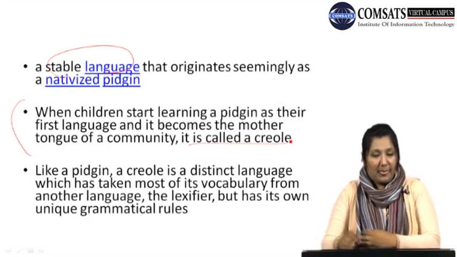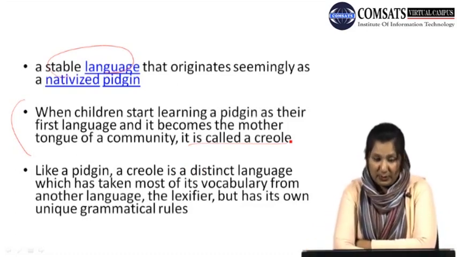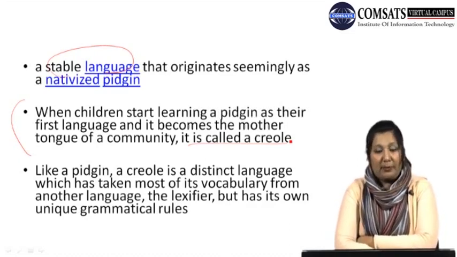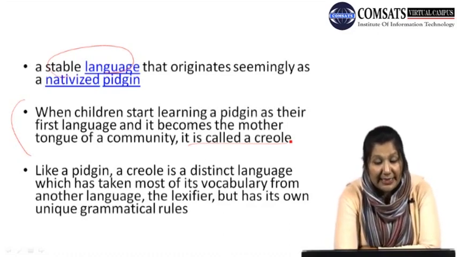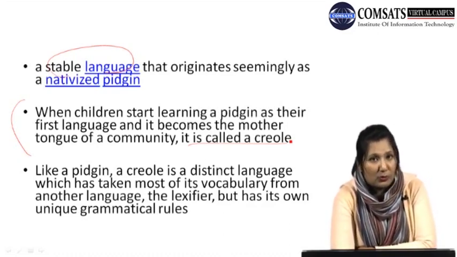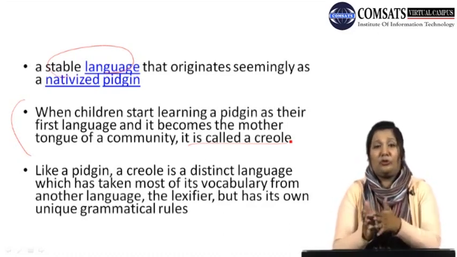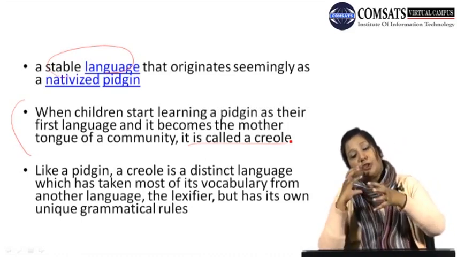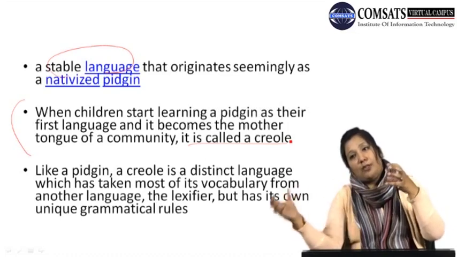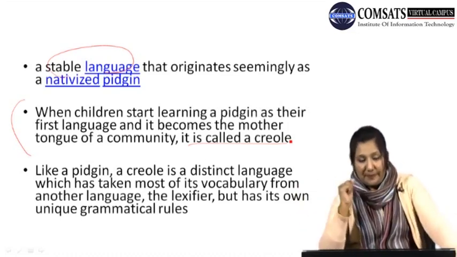Like a pidgin, a Creole is a distinct language which has taken most of its vocabulary from another language, the lexifier, but has its own unique grammatical rules. Look, what are the differences? I'm not only elaborating one thing, rather I am explaining one concept with cross-referencing of the other.